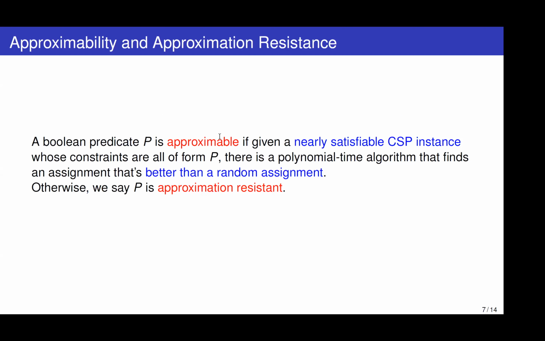So this leads to the notion of approximability and approximation resistance. We say that a Boolean predicate P is approximable if, given a nearly satisfiable CSP instance whose constraints are all of form P, there is a polynomial time algorithm that finds an assignment that's better than a random assignment. Otherwise, we say P is approximation resistant. This is a key definition in this talk. Let me emphasize that what we want to do is find an assignment that's better than a random assignment on a nearly satisfiable instance.